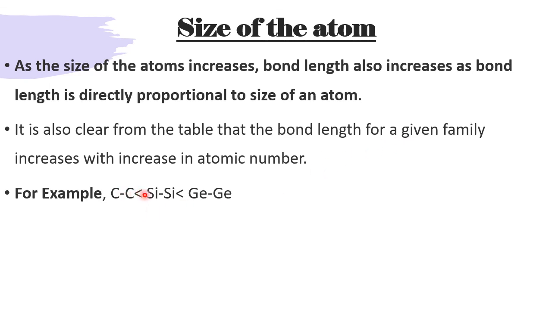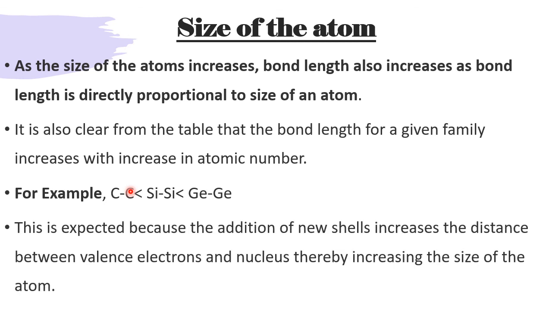C-C bond, Si-Si bond, Ge-Ge bond, even at the atomic level, if the same atoms are there, carbon-carbon single bond, if you compare with the silicon single bond, the silicon bond is longer, as silicon is a bigger size, and germanium is still bigger. So if germanium bonds with germanium, naturally the Ge-Ge bond is longer than the Si-Si bond and the C-C bond in the same family, the carbon family, 14th group. This is expected because the addition of new shells increases the distance between valence electrons and the nucleus, thereby increasing the size of the atom.